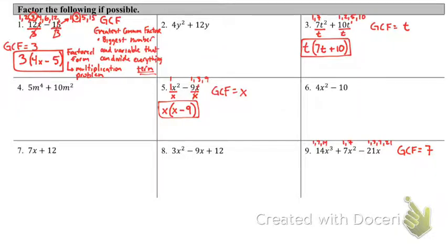All right, now we look to the variables. Do they all have the same letter? All 3 of them have to have it, and they do. So we're going to pick the lowest power one. This is a power of 3, power of 2, power of 1. So x is my lowest power. There's my GCF, and we divide to every single term.